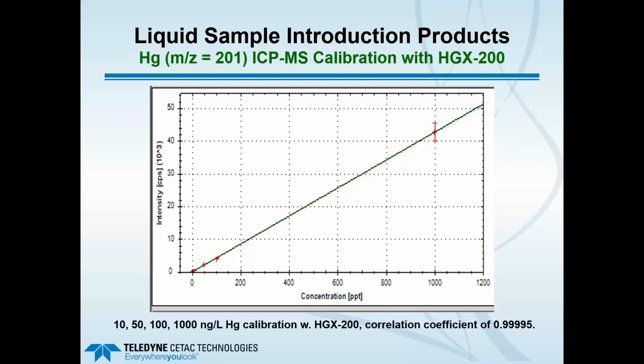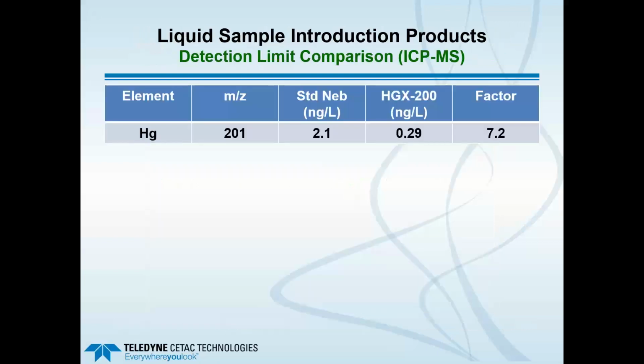So first we did a calibration, and this calibration curve, of course, shifts lower with the use of ICP-MS. We used the mercury isotope at mass 201 for this curve, and we prepared a calibration curve 10, 50, 100, and 1,000 nanograms per liter, or parts per trillion. Introduced those standards via the HGX-200 and had an excellent correlation coefficient of 0.9995, so it can certainly be used for analysis. Detection limit comparison, and again, this is on ICP-MS.